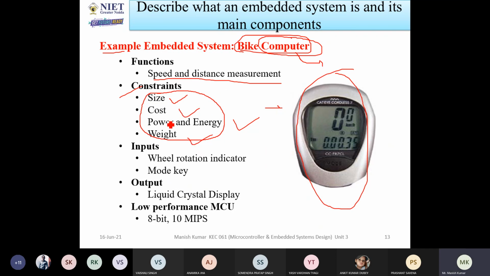Now we will talk about the inputs. So there are two inputs. One is called wheel rotation indicator. How we will measure the speed with the help of wheel rotation indicator? When the wheel rotates, we measure that I am going at this speed. Next is called mode.